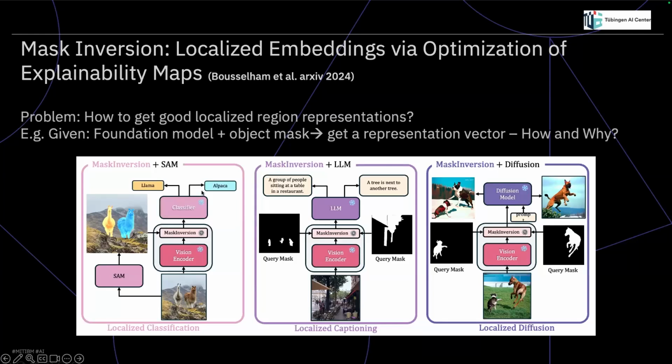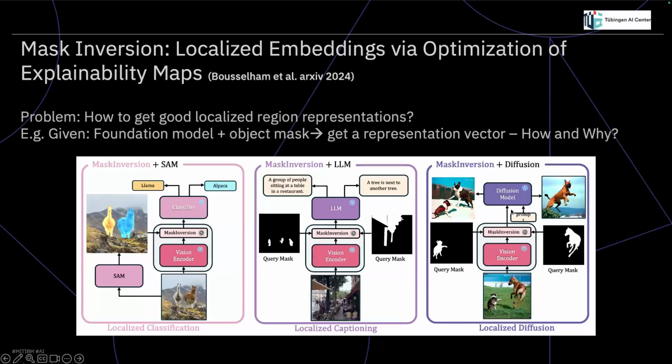Another nice scenario for localized region representations is when you want a caption, but you don't want a caption for the full image like here. Instead you just want a caption for the people in the image, or just for the background, the trees in the back. In this case, obviously, you cannot just give the full image to your language model. You need to give your language model only something that represents this region.